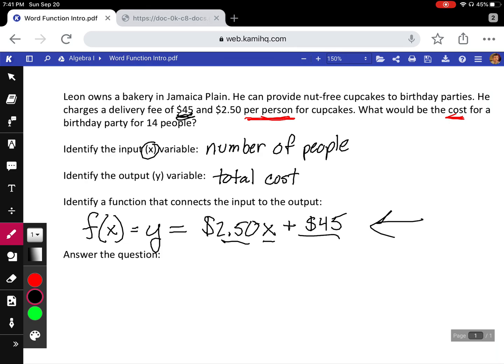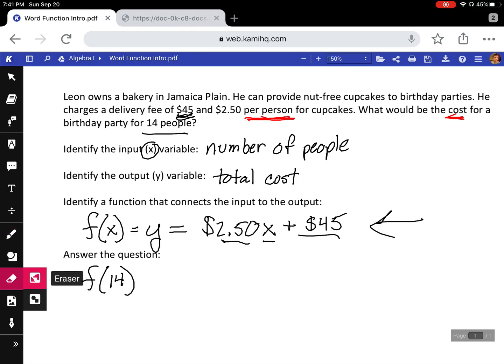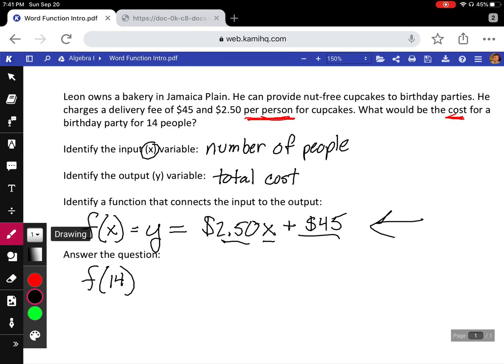So to answer the question, we want to know f of 14 because we have 14 people attending the party. I'm going to neaten some of this up a little bit here. We have 14 people attending the party, so that would be $2.50 times 14 plus $45. And I've got a calculator open on my other screen, so you won't see it.